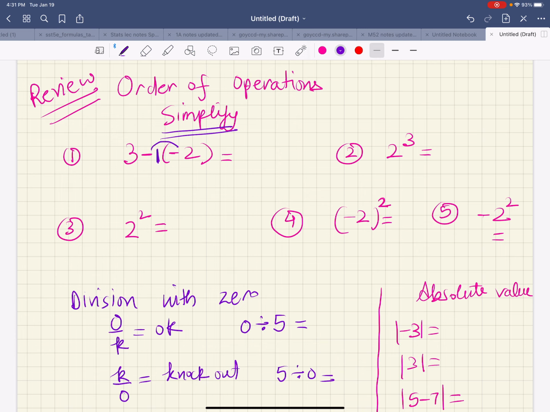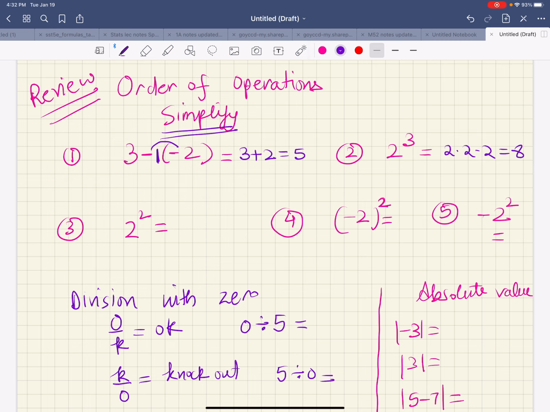Negative 1 times negative 2 will actually be a positive 2, and at the end, this would be 3 plus 2, which is 5. 2 to the third power means 2 times 2 times 2 because 3 is the exponent. 2 to the third power is not 6. It is 2 times 2 times 2, which is equal to 8.